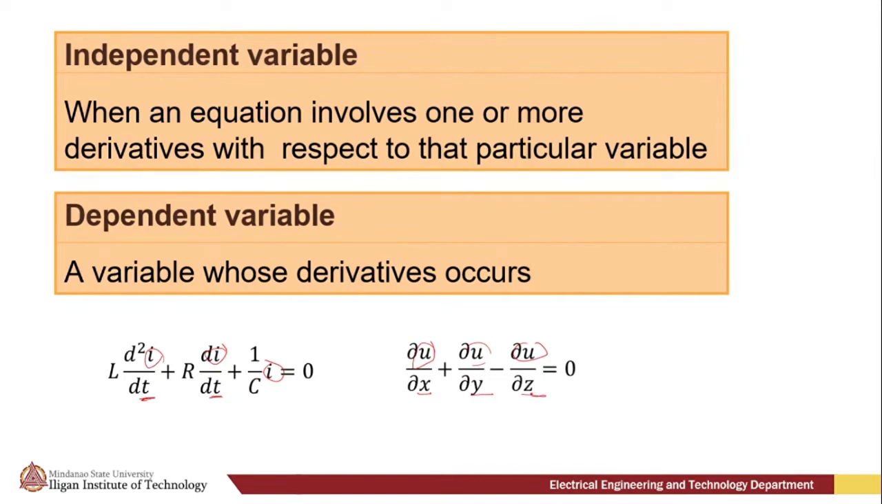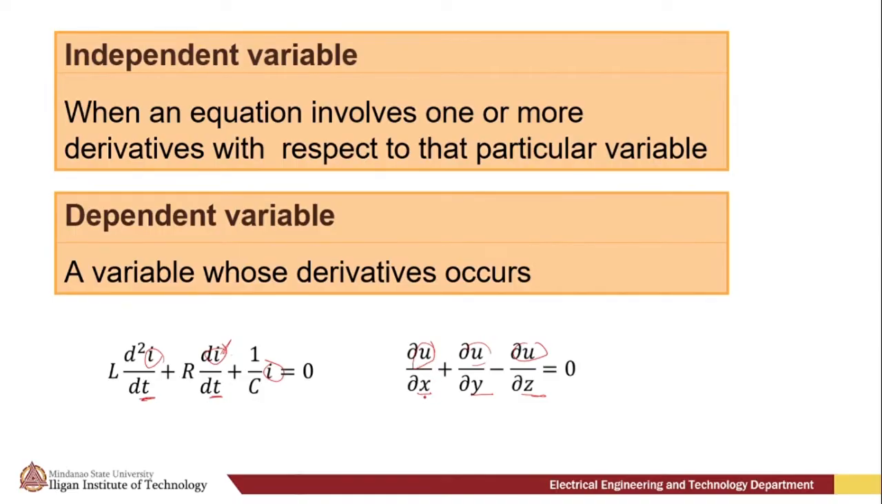Let's just remember that to identify the independent and dependent variable in Leibniz notation, the variable in the numerator is the dependent variable, and the variable in the denominator is our independent variable. It means the variable in the numerator is being differentiated with respect to our independent variable in the denominator.